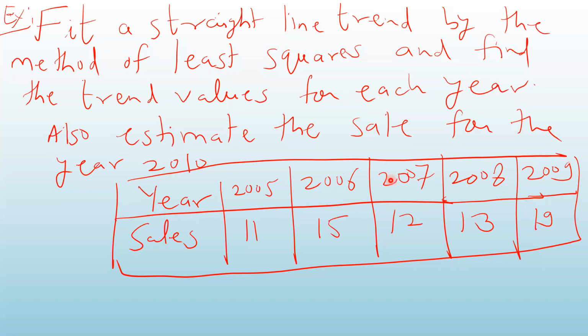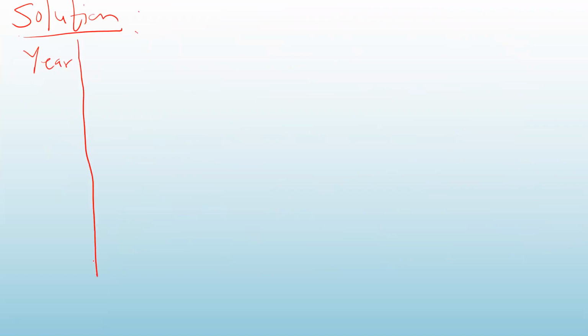Okay. So the very first thing is we are going to fit a straight line trend. Let us see how we do it. So first of all, for my convenience, I will write down this table in the vertical way. I'm going to write this table like this. First column is my year. Second column is sales.